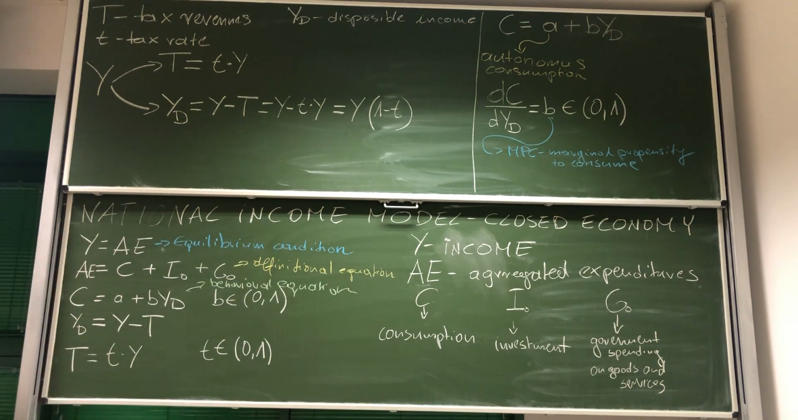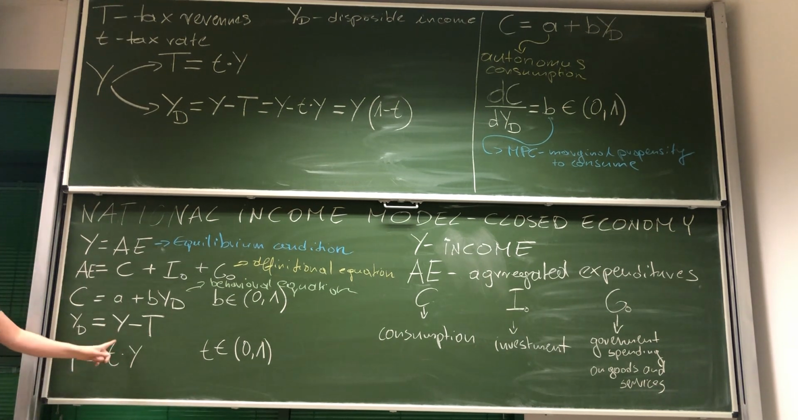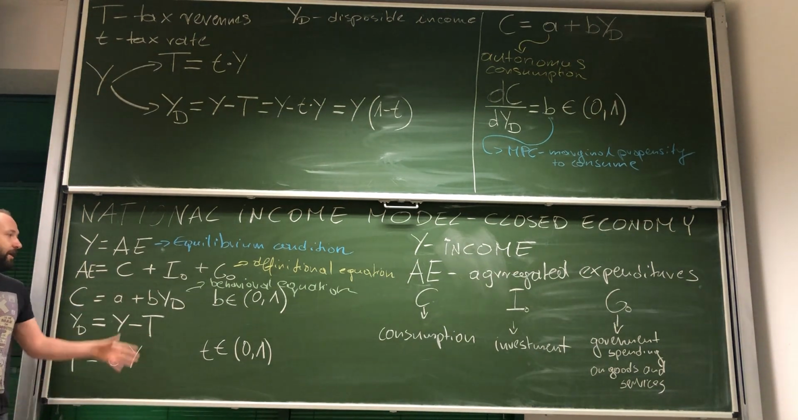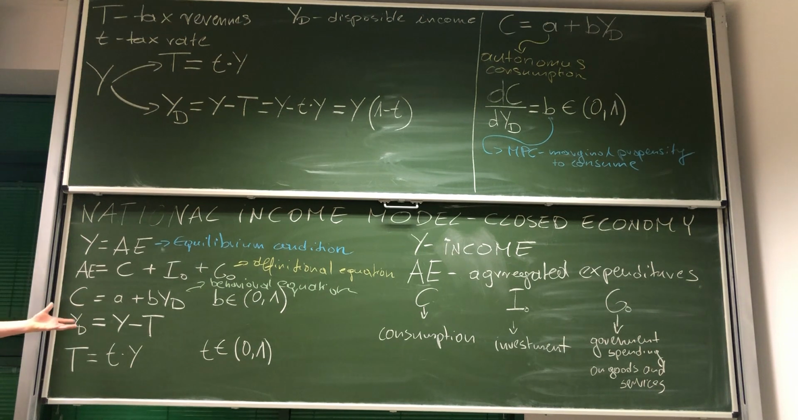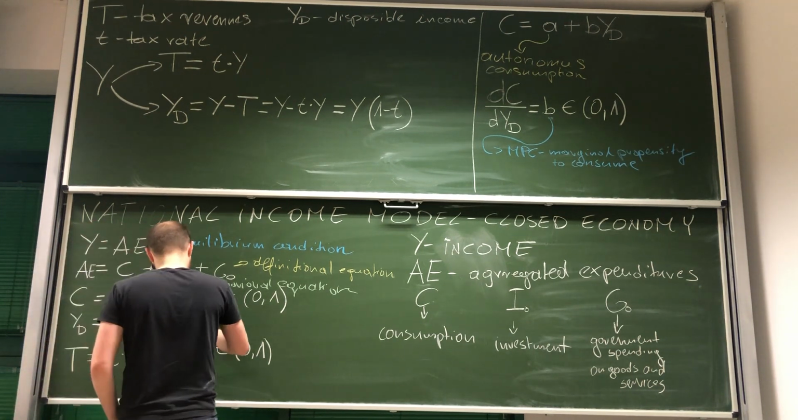Now let's move to equation number 4. This equation in turn is telling us that disposable income is equal to the difference between income and tax revenues. Again, this is a definition, so this must be a definitional equation.